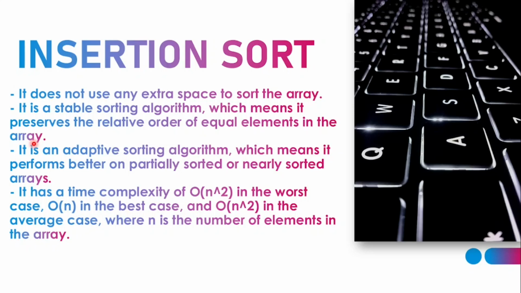So let's move further. It is an adaptive sorting algorithm, which means it performs better on partially sorted or nearly sorted arrays. Selection sort and bubble sort, which we had studied, are not very efficient on nearly sorted arrays. But insertion sort is considered very efficient in the case of a nearly sorted array. It has a time complexity of big O of n square in the worst case, big O of n in the best case, and big O of n square in the average case, where n is the number of elements in the array. So let's now understand the working of insertion sort.